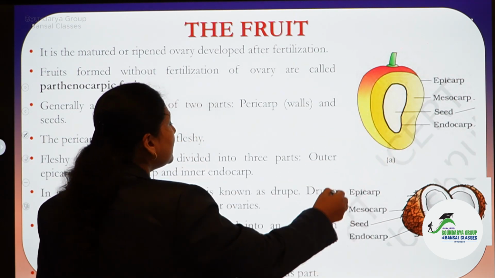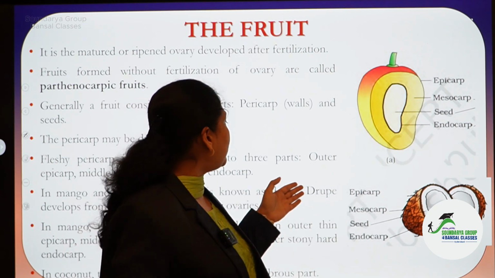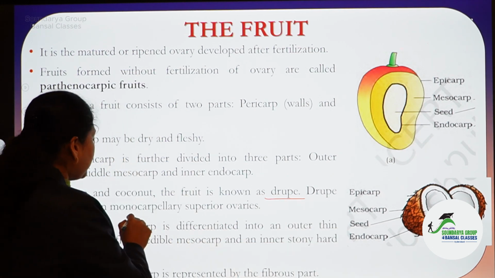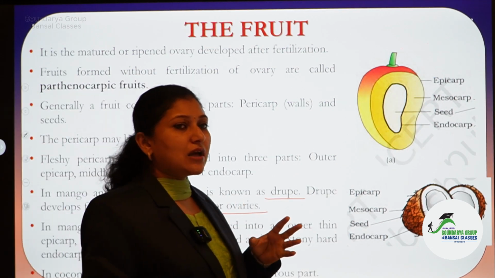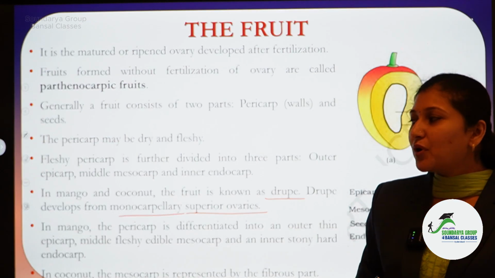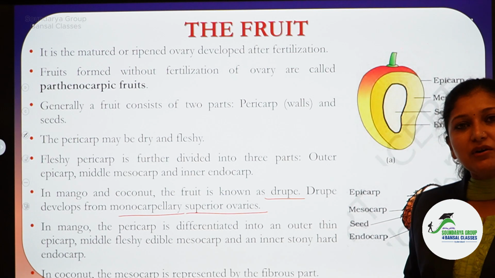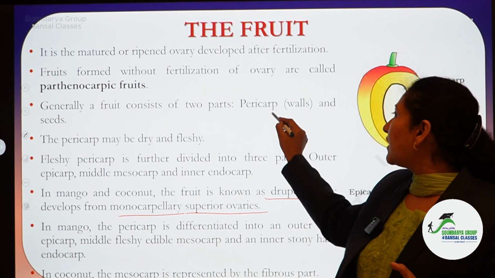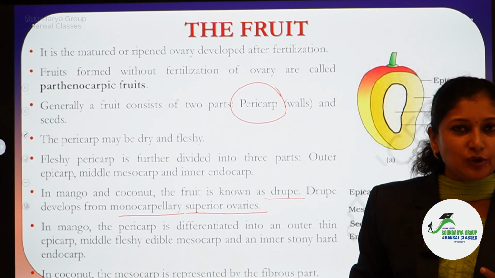So you can see here, they have given you 2 examples, mango and coconut. Both of them are drupes. What are drupes? Drupes generally develop from the monocarpellary superior ovary. Here you have 3 walls. The fruit wall is divided into 3 sub-walls. So the outer wall is known as epicarp, the middle one is known as mesocarp, and the inner one is known as endocarp. All 3 together are known as pericarp. So the wall of it is known as pericarp, which is divided into 3 layers.